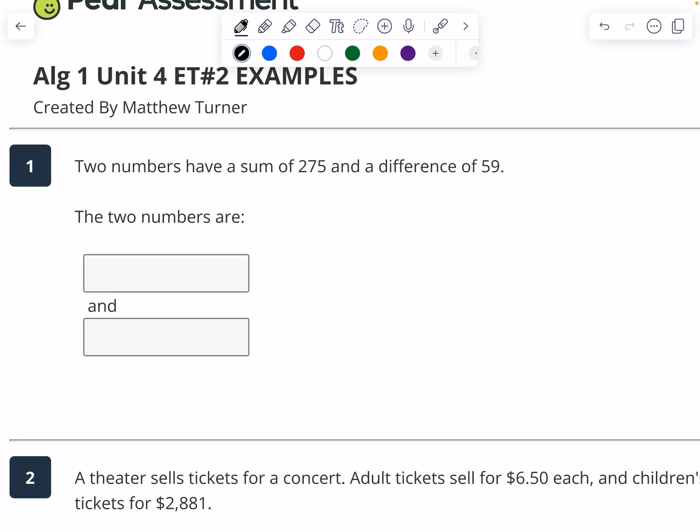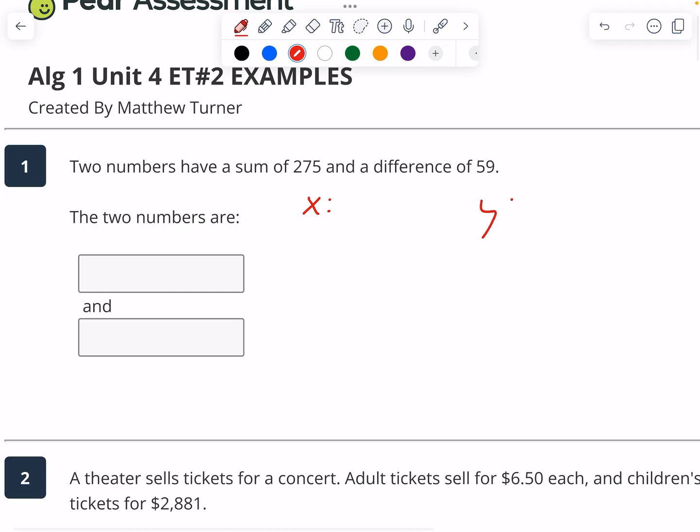First question, okay, classic word problem. You're going to have to use Desmos. If you don't have Desmos open, make sure you're clicking the calculator button on the pair assessment. Okay, we got to start with X and Y per the usual. And we are looking for two numbers. So let's say that X is our first number, number one, and Y is going to be our number two.